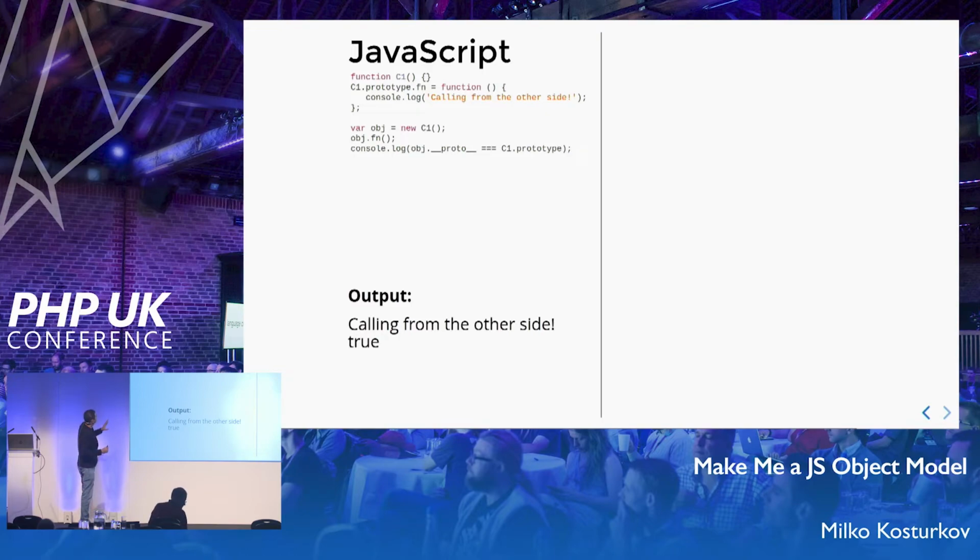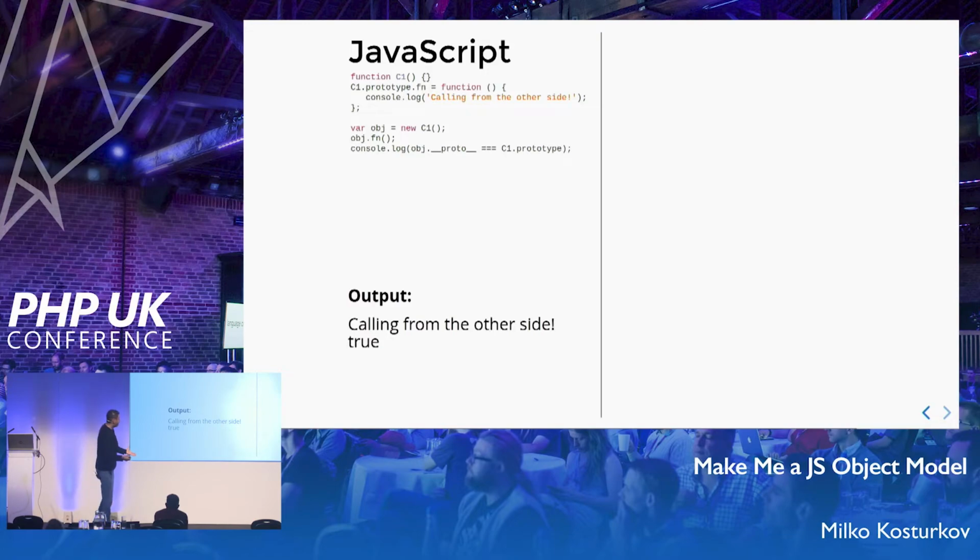So let's illustrate that. We have this empty constructor function, constructor1. We set a fn function to its prototype. Then we create an object using the C1 constructor, and we call object fn. We get this output calling from the other side, because that's what we console log in the function. And if we console log obj proto, it will equal the C1 prototype object. It's the same object.